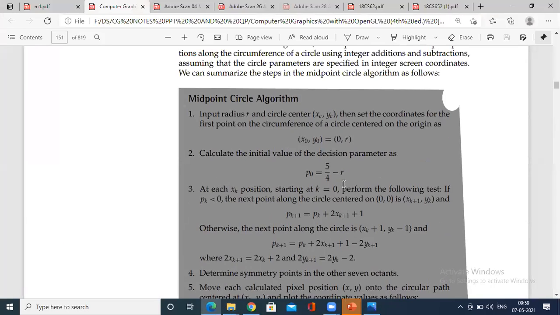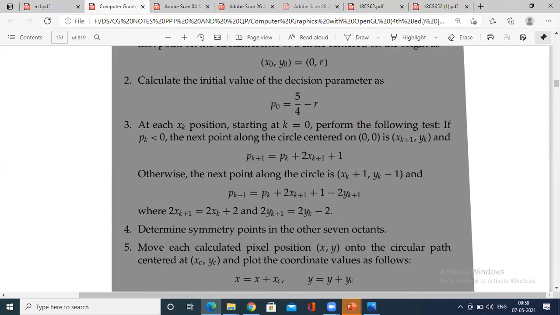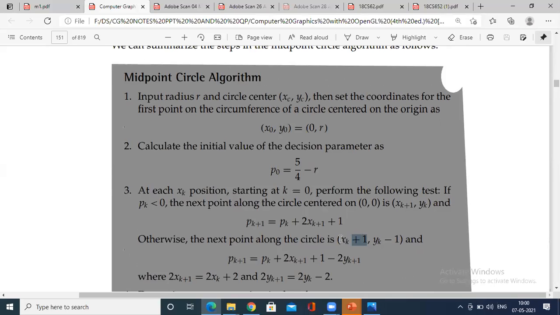So this is an algorithm. Initially we start with x0, y0, that is 0 comma r. x will be incremented in unit interval and calculate the initial value. The initial value is 5 by 4 minus r. Okay, next you need to find what will be the next interval. If pk is less than 0, what I said, increase xk in unit interval, and yk you have to keep the same value. Whereas when pk is greater than or equal to 0, you increment to xk plus 1 and you decrement to yk minus 1.